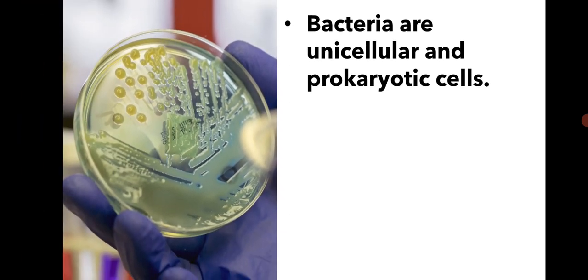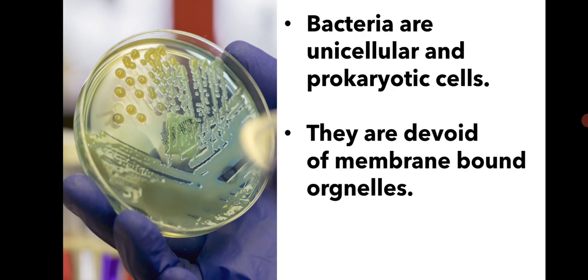once again here I want to mention that bacteria are unicellular, that is single-celled organisms, and they are basically prokaryotic cells. That means they do not contain any membrane-bound organelles. The structure is very primitive in nature, and there is no complexity in their organization. They hold a very simple and basic structure. So they are unicellular and prokaryotic in nature, devoid of membrane-bound organelles.